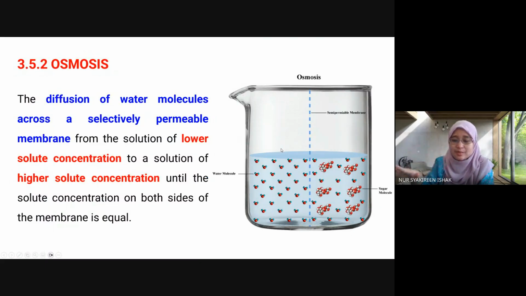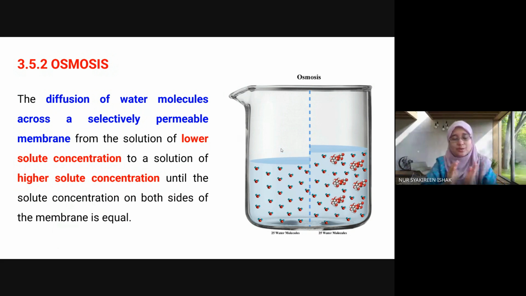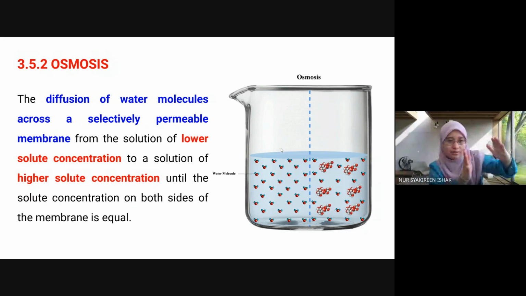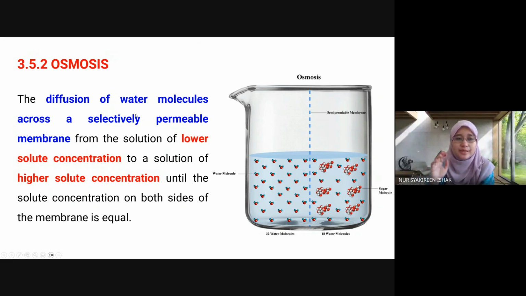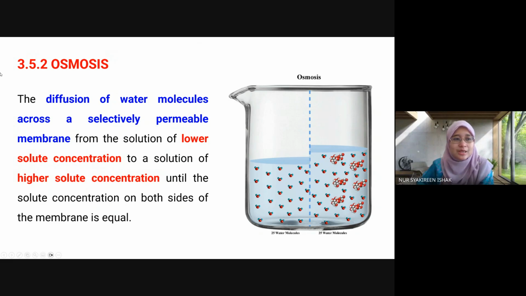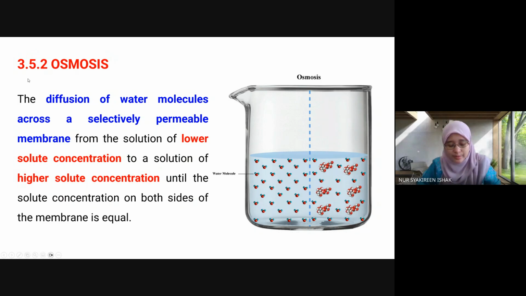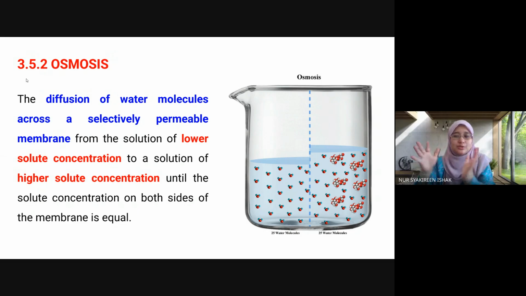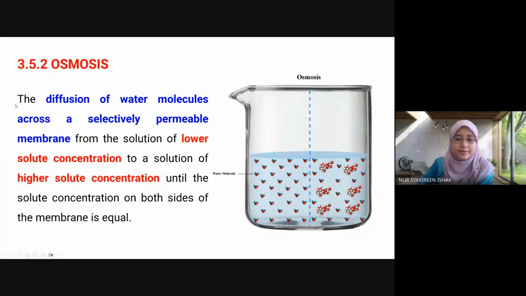osmosis. Okay, passive transport is basically when solutes or molecules move down their concentration gradient from high to low. Okay, so this one applies to the movement of water. Okay, so osmosis involves the movement of water from its high free water molecule area to a lower free water molecule area. Okay, so it says here.